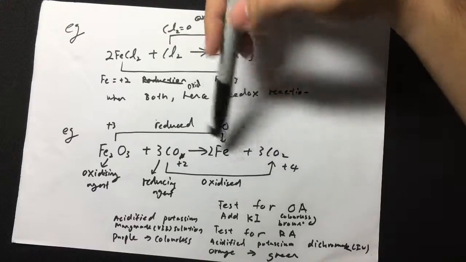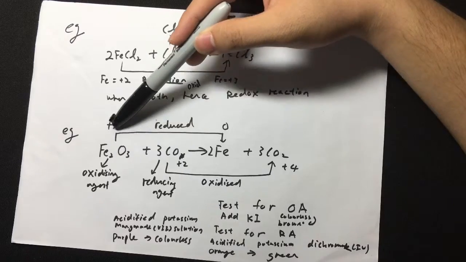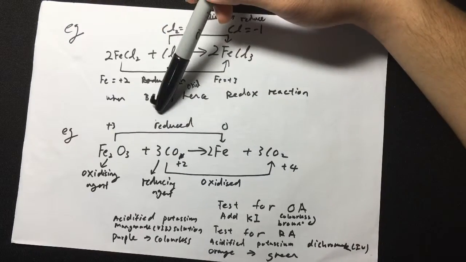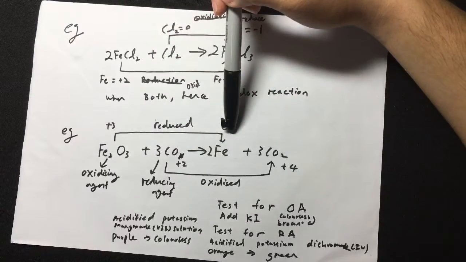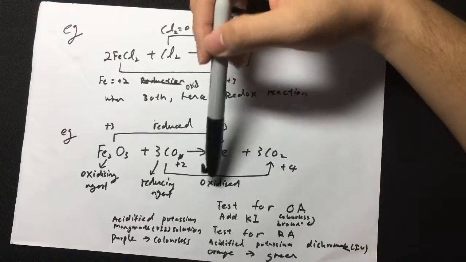Look at the same example here. This is also a redox reaction. Analyze the iron here, which is +3. The iron here will be 0. So from +3 to 0 is reduced. So the iron is being reduced. Then let's look at here. From here to here, it increased, so it's oxidized.